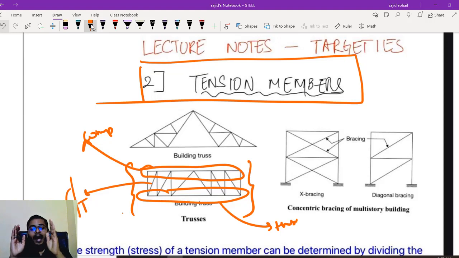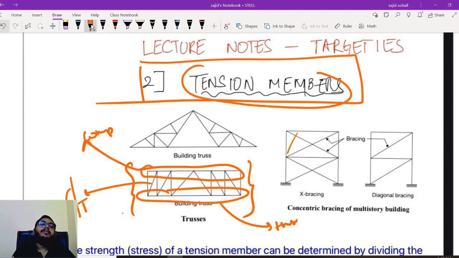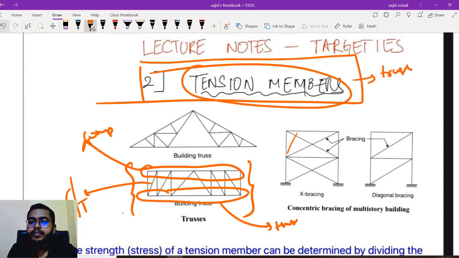So I just want to say there will be certain members which will be just subjected to pure tension, and now we are going to design that in this topic, tension members. That's it. Okay, so what are the various examples of these tension members? Just give me some. So obviously trusses हो गए, and bracings also.